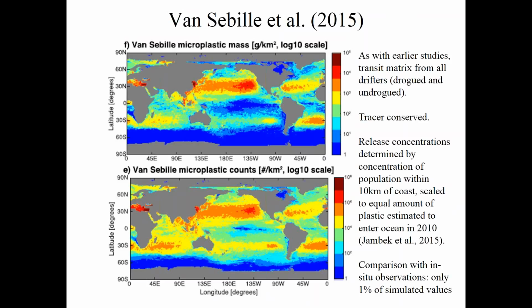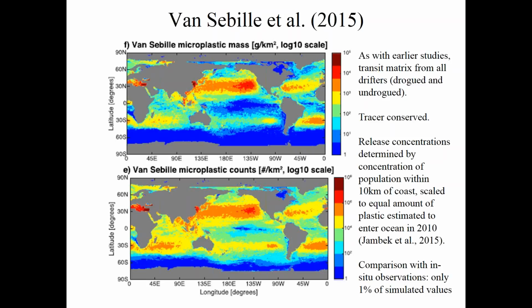Took this a step further by, in this case, it's a transit matrix, again, from all drifters, drogued and undrogued, conserved. And he started off with a concentration where the distribution was set by population density along the coastline. And it was tuned to match an estimate of how much plastic was dumped in the ocean globally in 2010. So the total amount of debris, starting the simulation, follows the population densities on the coastlines and matches that amount. They run it forward until it's effectively a steady state, and they end up with, rather than arbitrary dimensionless units, microplastic mass or microplastic counts, which is something that can be compared directly against observations.